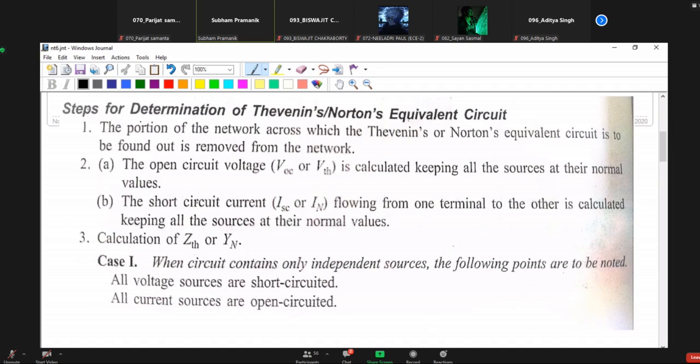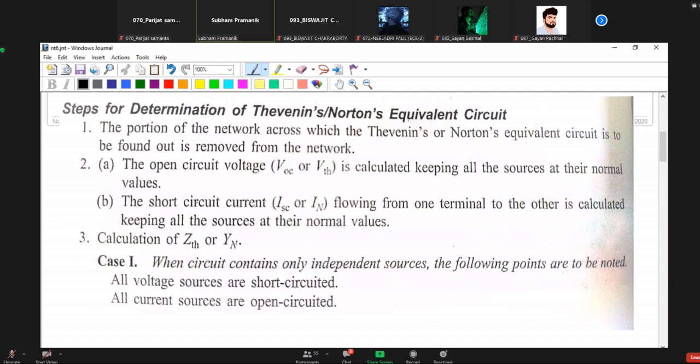Steps for determination of Thevenin or Norton's equivalent circuit. Right now I am emphasizing Thevenin's theorem. As I already mentioned, Norton's theorem is just another step along with Thevenin's theorem. If you can obtain the Thevenin equivalent circuit, you can always convert it into Norton.